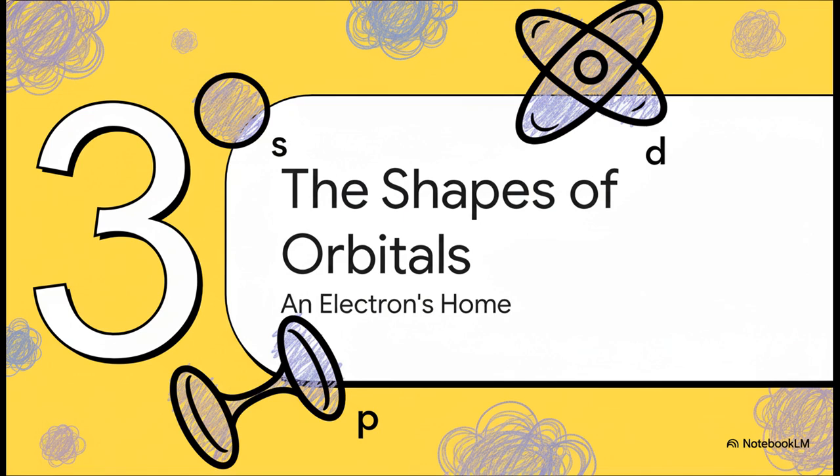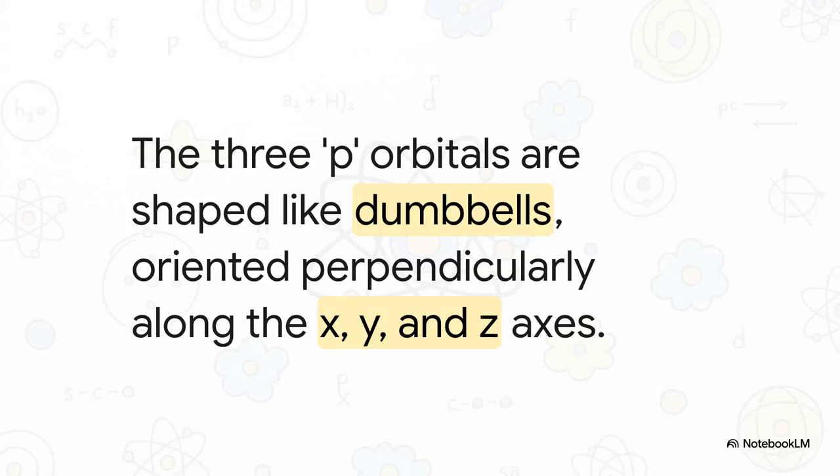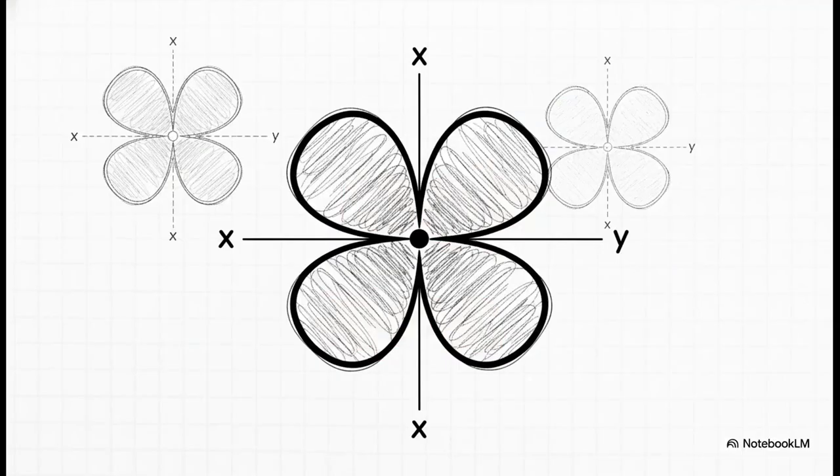Let's take a look at the actual shapes of these electron homes. The simplest one, the s orbital, is just a perfect sphere of probability centered on the nucleus. Okay, easy enough. As we move up in energy, we get to the p subshell. This contains three separate orbitals. Each one looks like a dumbbell, and they're all perpendicular to each other, pointing perfectly along the x, y, and z axes.